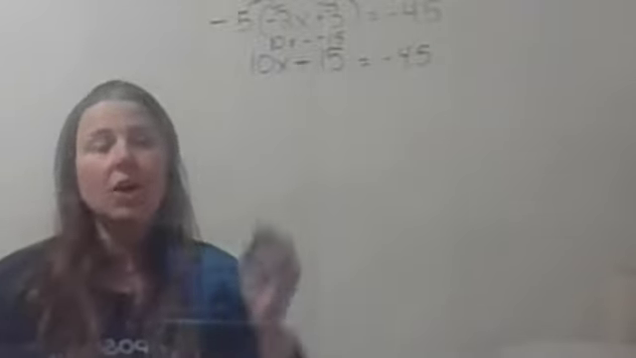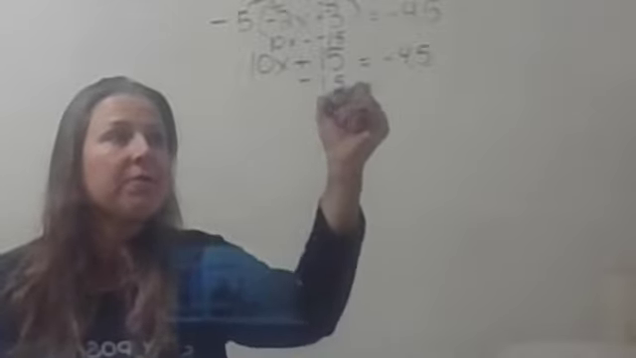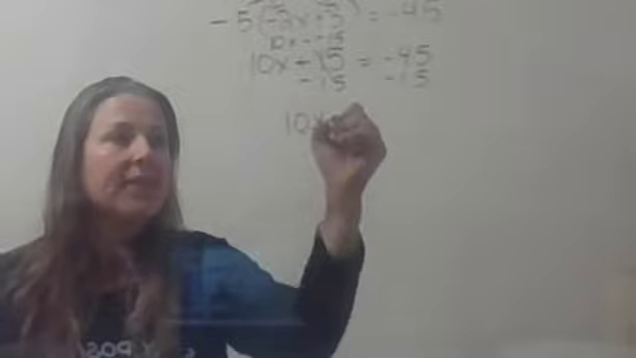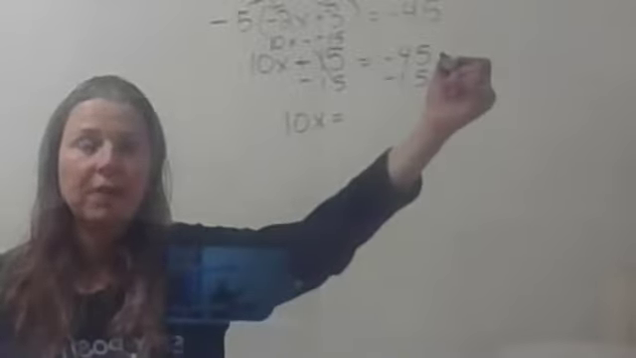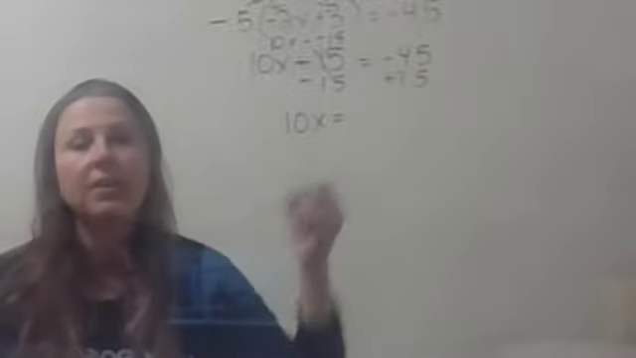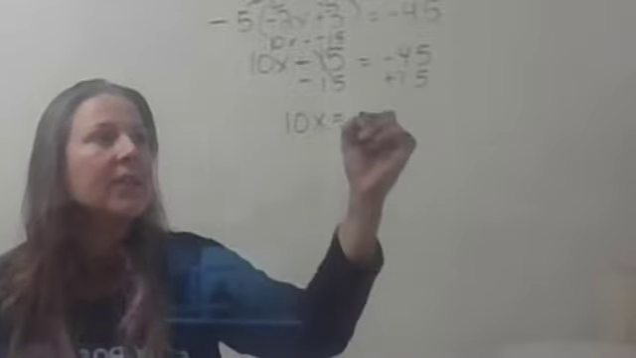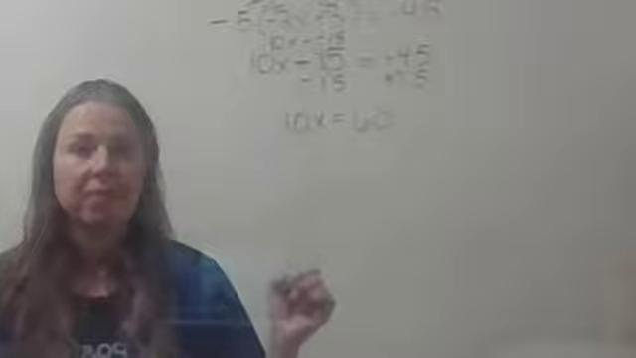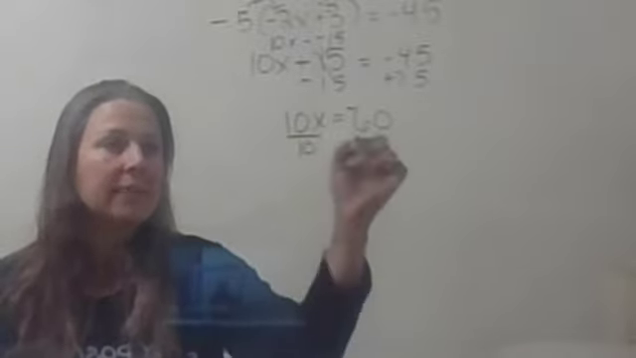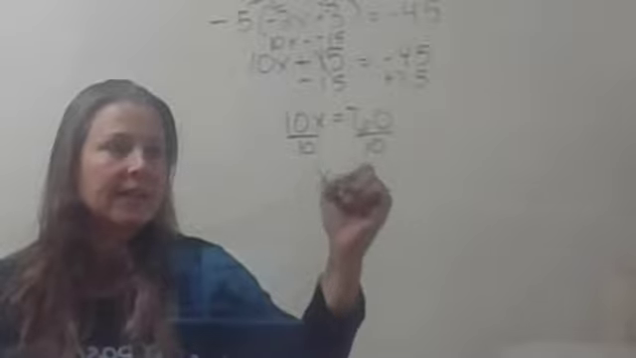So again, to solve for x, we're going to move the 15 over. So 10x is equal to -45 plus -15. You could make that plus a negative, same as minus 15. That's equal to -60. And then we're going to divide both sides by 10. And your answer is -6.